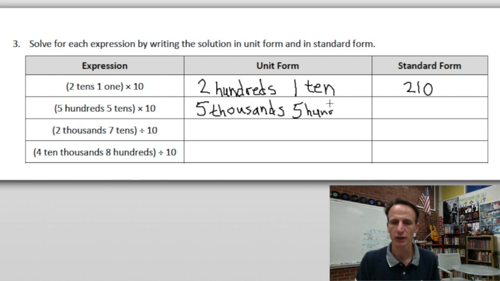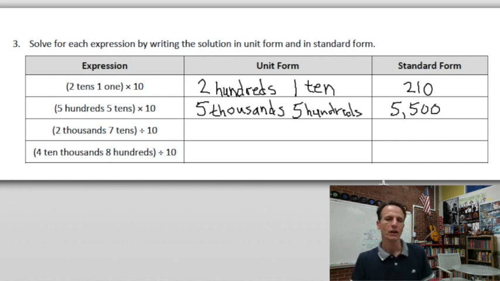And now we can write this in standard form. We have 5 thousands, so 5, comma, and then 5 hundreds. We have no tens and no ones. All right. Now we're doing division on these next two, so take note.